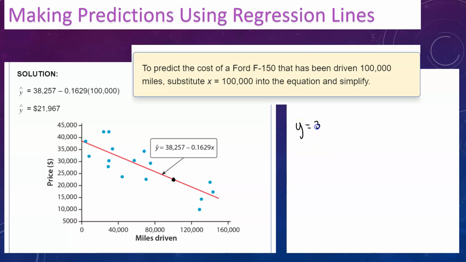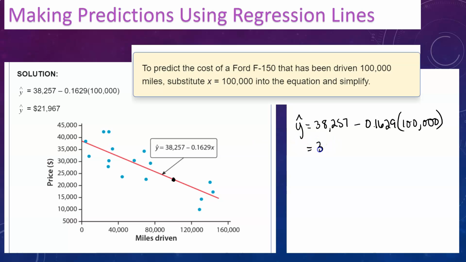So I'm going to do 38,257. That's the starting price for a truck that's been driven 0 miles. I'm going to subtract about 16 cents for each mile, and we're going to predict what that means if I've driven 100,000 miles. Order of operations says that we multiply first, so I'm going to do 0.1629 times 100,000. Be careful about your number of zeros there.